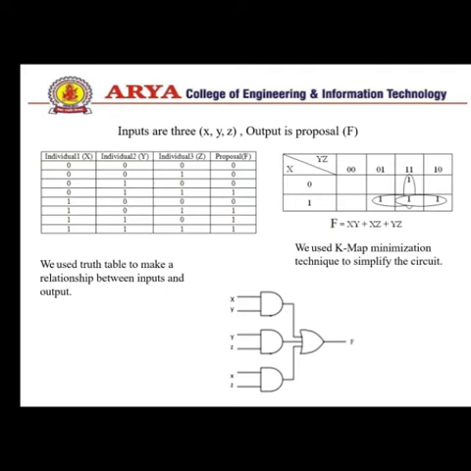We put only the 1 values. For 0 1 1 we know that the value is 1, so we can see that this is 0 and this is 1 1. So for 0 1 1 we put 1, for 1 0 1 we put 1, for 1 1 1 we put 1, and for 1 1 0 we put 1.